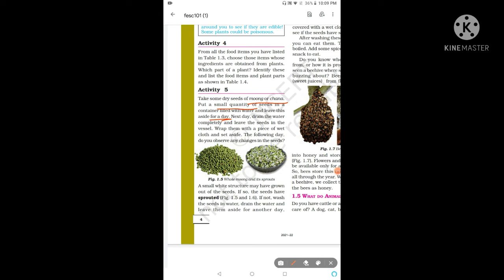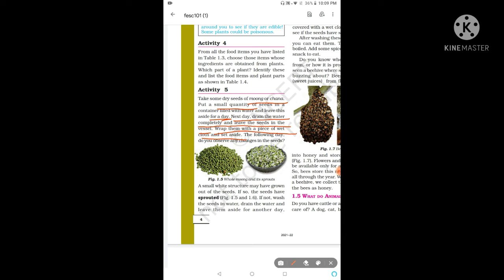right? Next day drain the water. Then what you have to do, you have to drain the water completely and leave the seeds in the vessel. Means you have to drain all the water, right? And when you leave it in water for one day, the seeds will absorb the water also, right? Then wrap them with a piece of a wet cloth, right? Then you have to wrap them with a cloth and then set aside. The following day, do you observe any changes in the seeds?